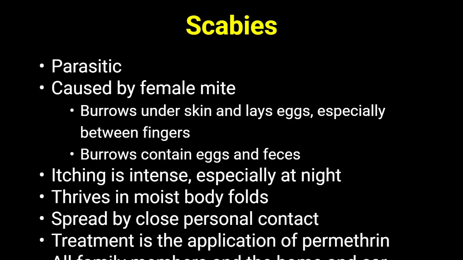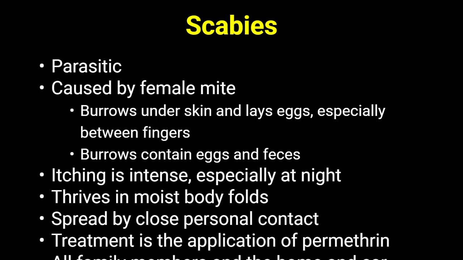Patients often scratch so much that they develop secondary bacterial skin infections. Scabies commonly affects warm, moist areas of the body, including between the fingers, wrists, axillae, waistline, groin, and buttocks. In infants, the head, neck, palms, and soles may also be involved. Scabies spreads through prolonged, close skin-to-skin contact. It can also spread through shared bedding, towels, or clothing, although this is less common.